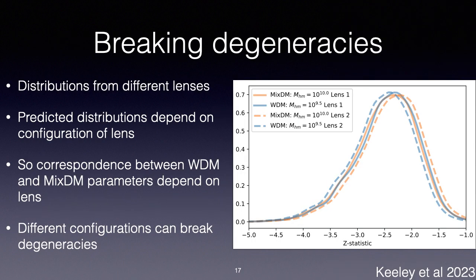So here we see the results of that test. The blue and the orange refer to a warm dark matter model with a half mode of 10 to the 9.5 and a mixed dark matter model with a half mode of 10 to the 10. So for the first lens configuration, they predict the same distribution, but for the second, the distributions are shifted with respect to the other. Thus, multiple kinds of lenses are necessary to break degeneracies between these models.